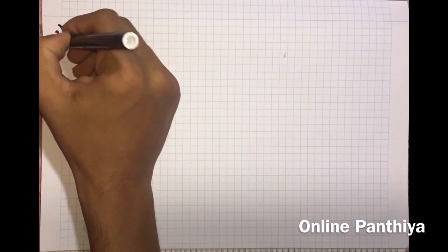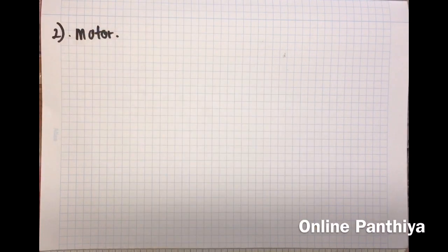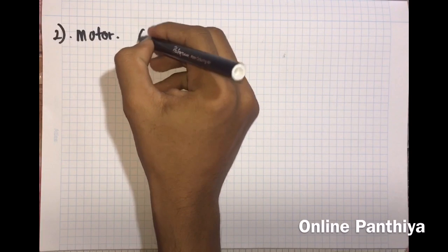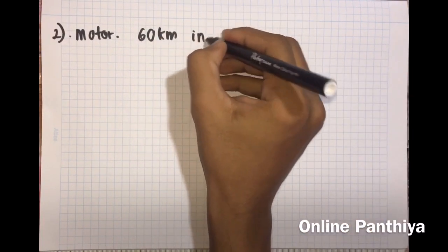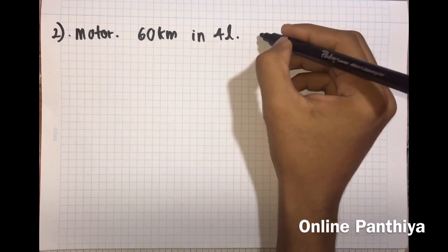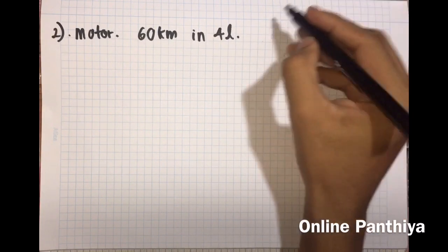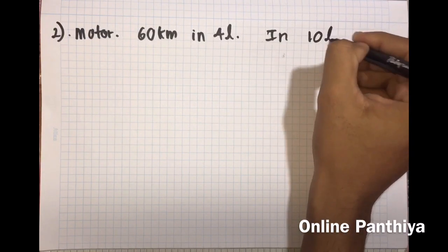Okay, so shall we check one more? One more question. I'll do it in the proportion method. Let's say a motor vehicle travels 60 kilometers in 4 liters. Now when you pump 4 liters of petrol, the motor vehicle travels 60 kilometers. Now you have to find the distance it travels with, we'll say, 10 liters.